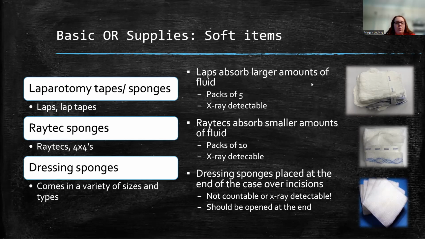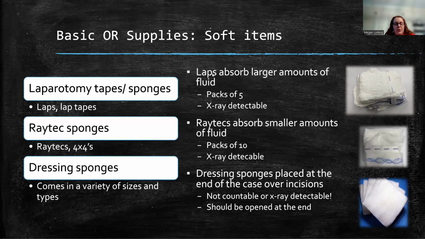Okay, the first one here are laparotomy tapes or laparotomy sponges. They are also sometimes just called laps or lap tapes. Can I get another pack of laps? That's very common. So this is what they look like here. They are always packaged with a little paper binding to keep them together. They should come in packs of 5.